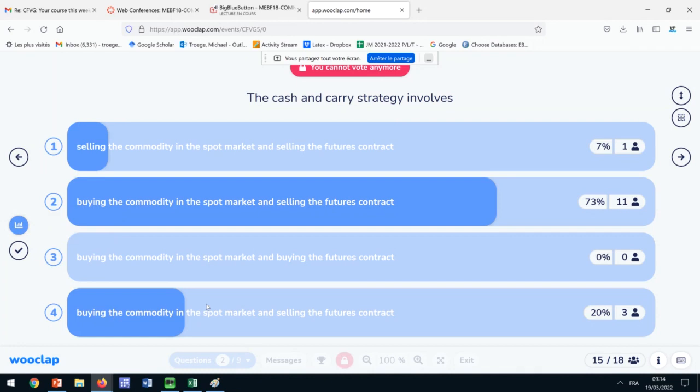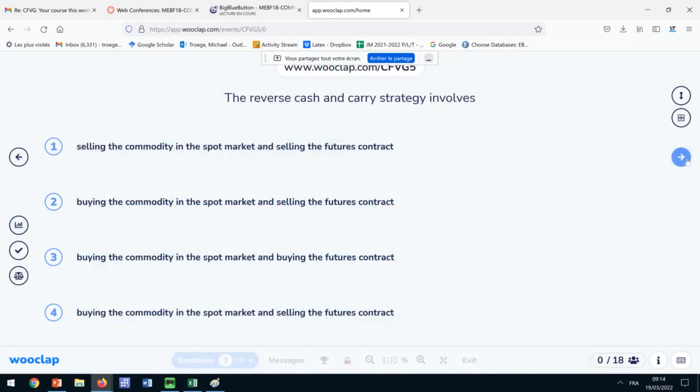Buying the commodity in the spot market and selling the futures contract. Actually, you are right. There's twice the same combination, and they are both correct, so everybody is correct. Selling the spot market, selling the future, no, that doesn't work, because you have to sell in one market and buy in the other. But indeed, there's a mistake here in the VU Club. There's twice the same question.